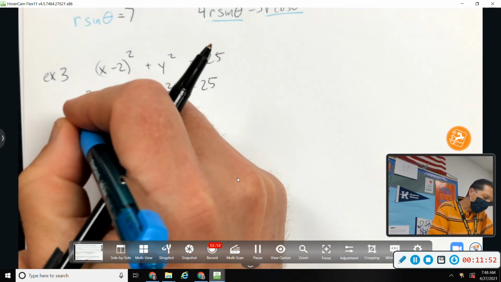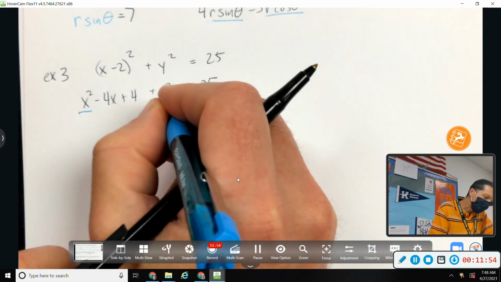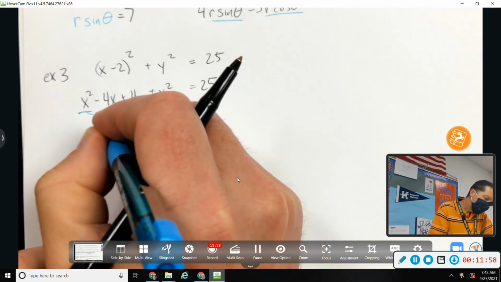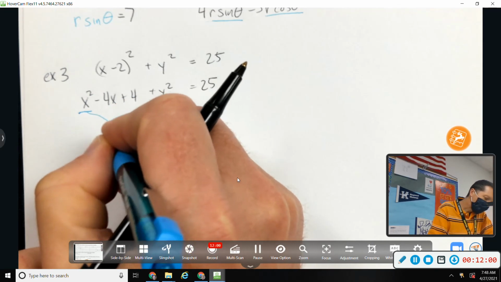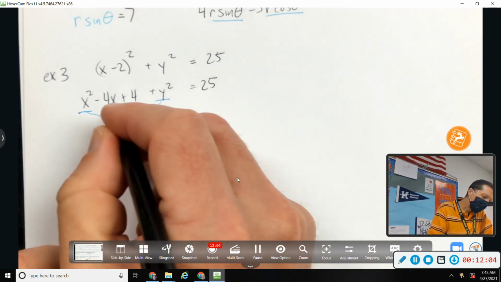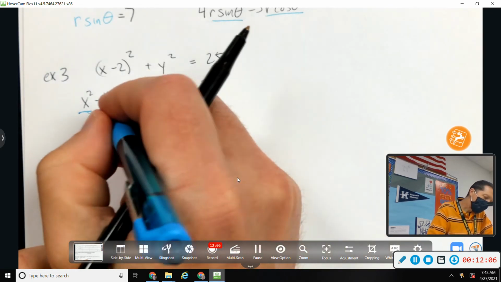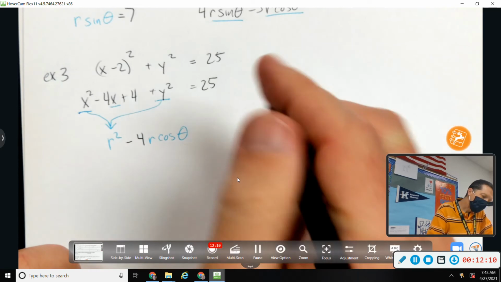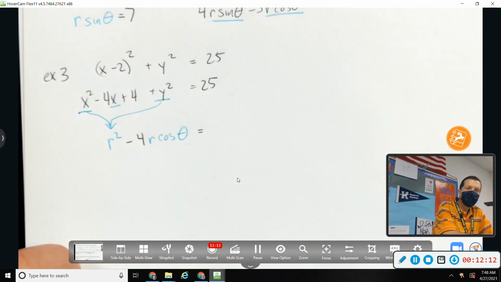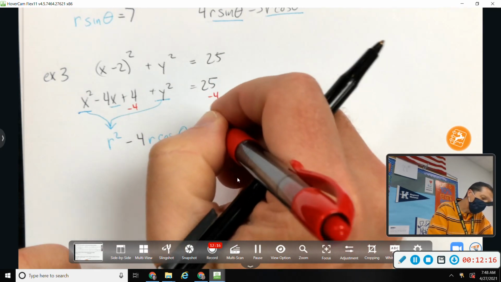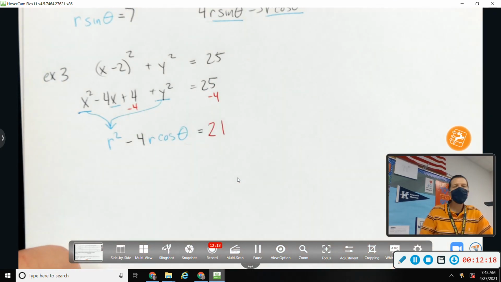Let's see. Well, now I can group the x squared plus y squared. x squared plus y squared is r squared minus 4 times r cosine theta. And then, just to clean things up a little bit, I'll move the 4 to the other side. Equals 21.